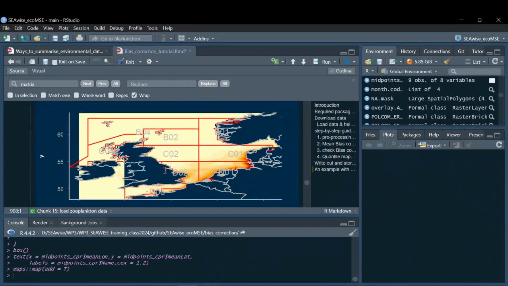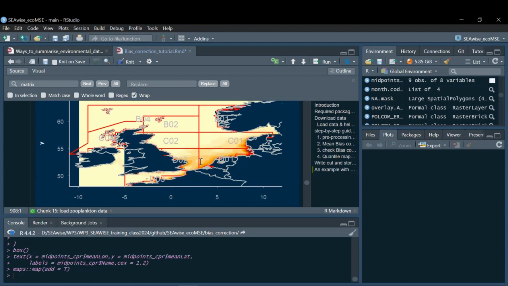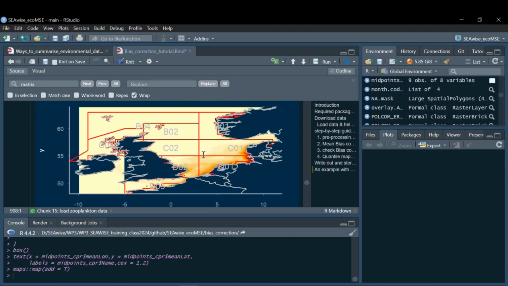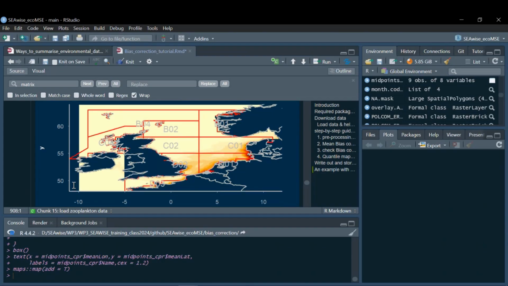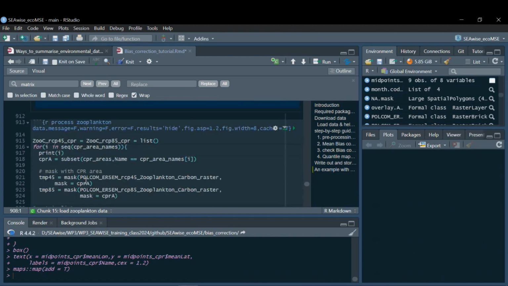Okay, this is what it looks like. So this is the CPR standard areas which are used to calculate those aggregated averages of zooplankton carbon. And here the colored part is the zooplankton projection data. So here I don't have any data, and also I cropped a bit here, so it's not perfectly matching, but I think it's okay for demonstration purposes here.